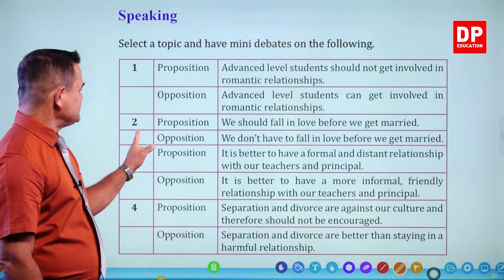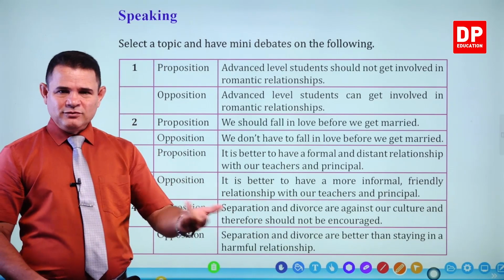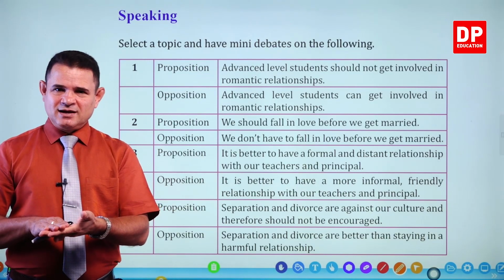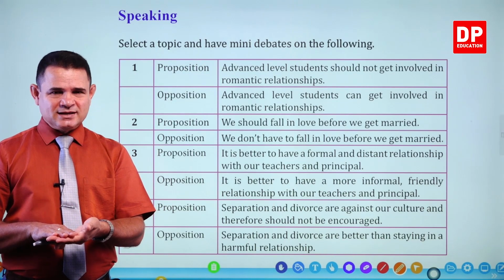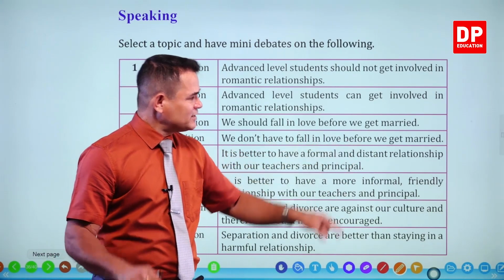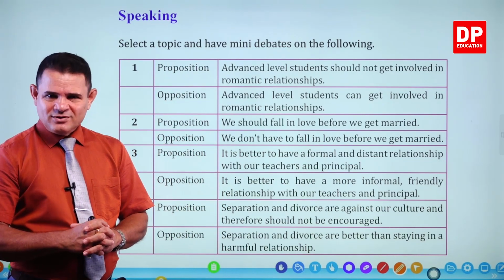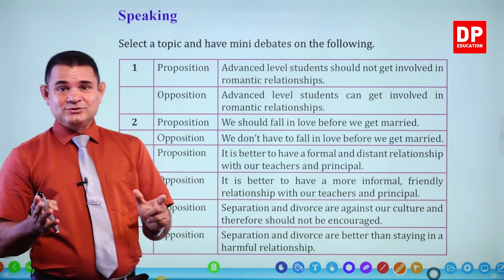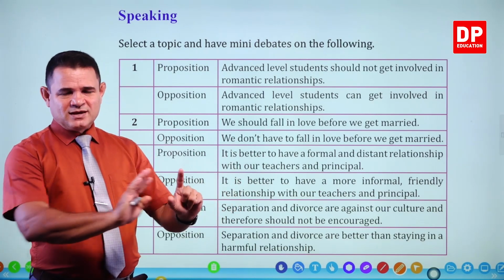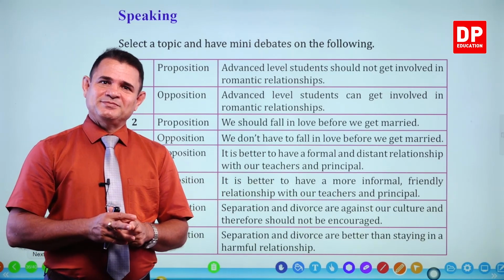The next topic you have, we should fall in love before we get married. Before the marriage we have to fall in love. The other team say no, we don't have to fall in love before we get married. So then there are two sides now. Some says we have to love before the marriage. Some say no, we can marry and later love. You can have the debate.